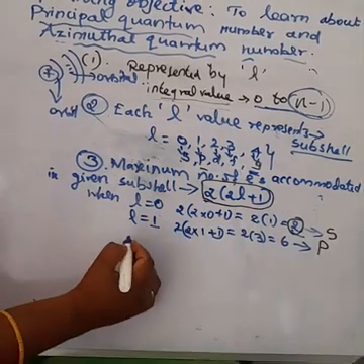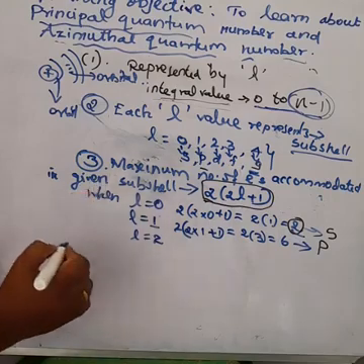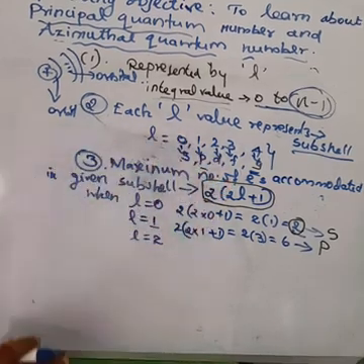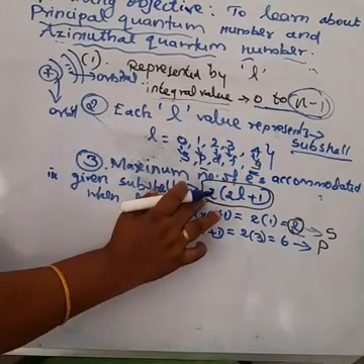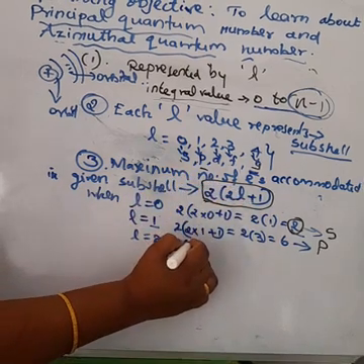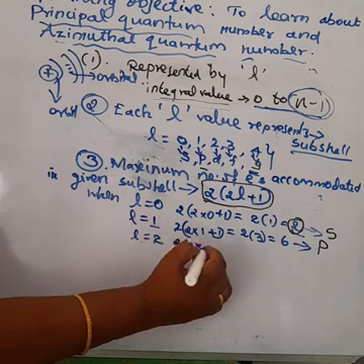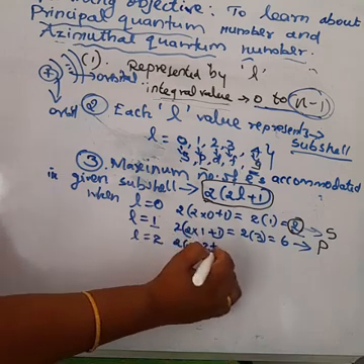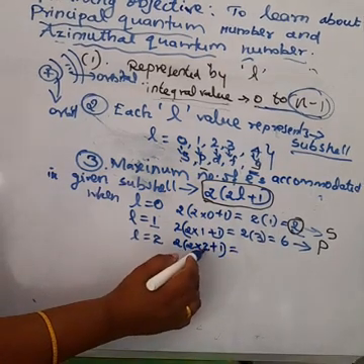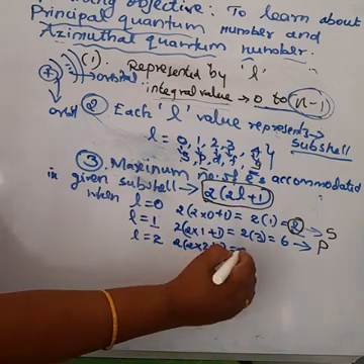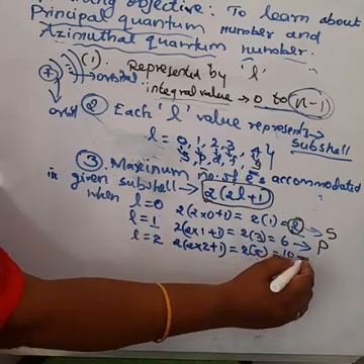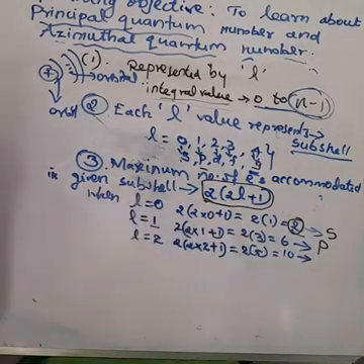And when L is equal to 2, it is the D subshell. How many electrons can we accommodate in the D subshell? The formula is 2 into 2L plus 1. So 2 into (2 times 2 plus 1), 2 twos are 4 plus 1 is 5. So 2 into 5 is 10. In the D subshell we can accommodate 10 electrons.